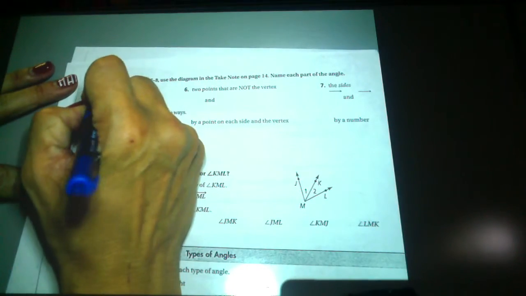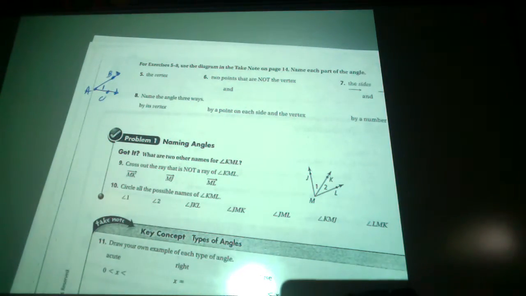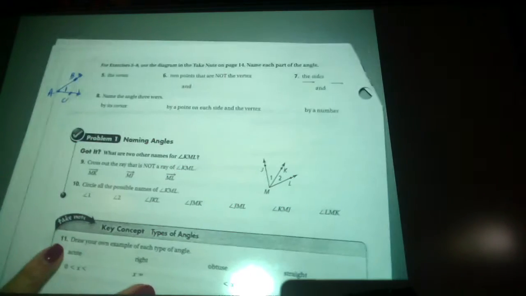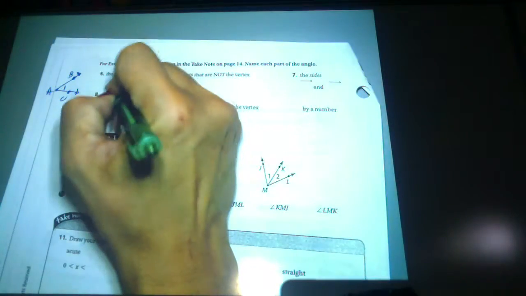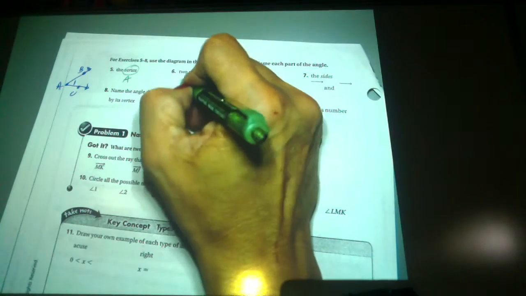Oh, they want you to take this angle right here, BAC, so let's go ahead and redraw that. BAC. So name the vertex. What would that be? The vertex would be A, right? So the 2 points that are not the vertex are your B and C.